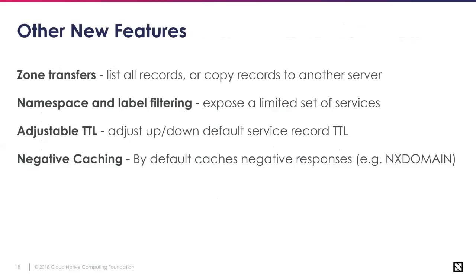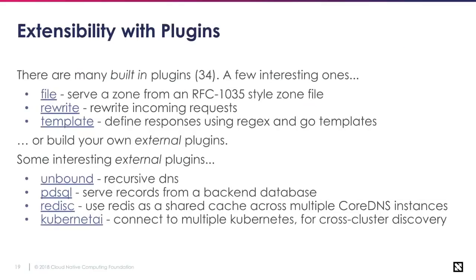Some other features we won't go into as much detail on. We allow zone transfers for the Kubernetes domain. We have namespace and label filtering, so you can expose just a limited set of your services if you want. You can adjust the TTL up and down depending on your needs. And we support negative caching by default. Next slide.